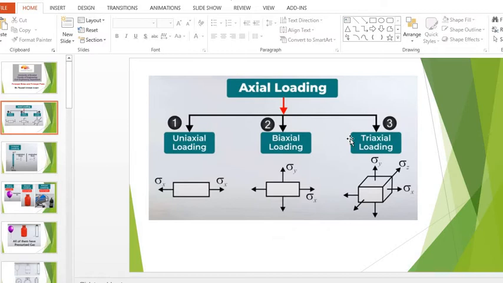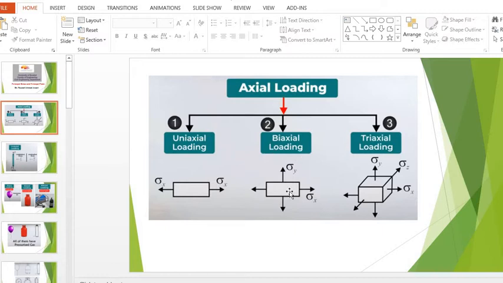So before that we will try to understand what is axial loading. We have already seen this axial loading, right? If we take a bar and the load is applied only in one direction, that is in x direction, due to that load the stress is developed in x direction, that is denoted by sigma x. Here you can see sigma x, right? So this is called uniaxial loading.